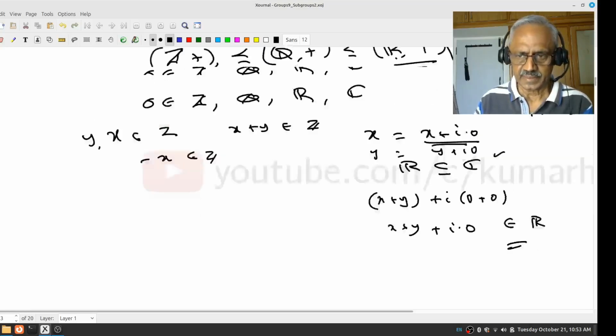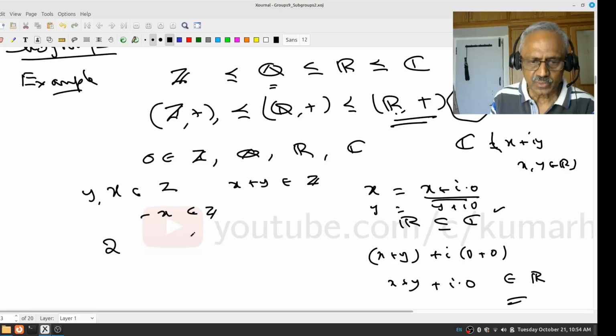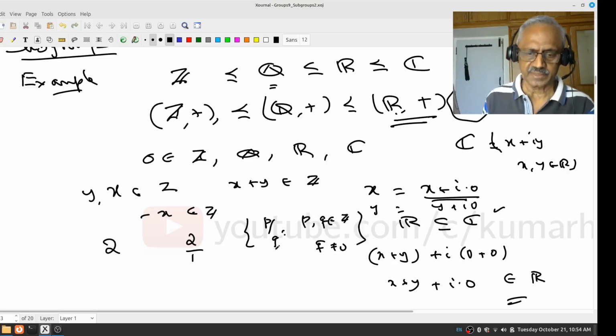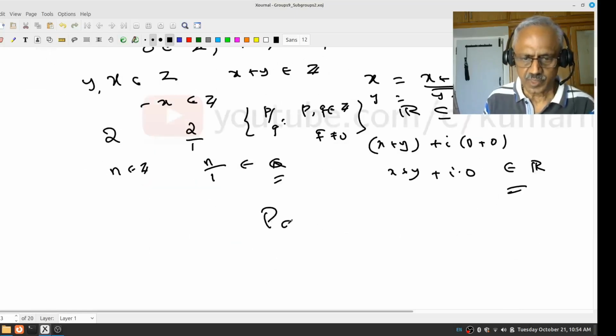The same way, if you give 2, I want to consider it as a rational number, so I can consider it as 2 by 1. Because if you want to write Q as rational numbers, the standard definition is the set of all p by q, where p and q are integers and q is not equal to 0. So in that case, I am still identifying Z as a subset of Q, whereas whenever an integer n is given, I write it as n by 1. Therefore, it's an element of Q. Is that clear? Pause, review, proceed.